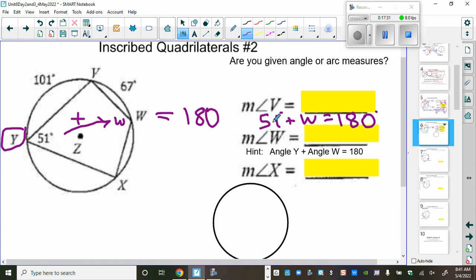180 minus what? What number? What's the other number you see? Oh, 51. So subtract those two numbers. What do you get? 129. Yeah, you get 129. Thank you, Eric. Yeah, you get 129 right here.